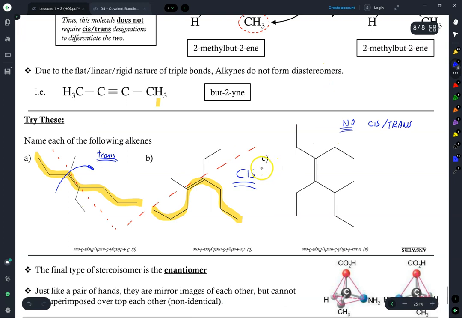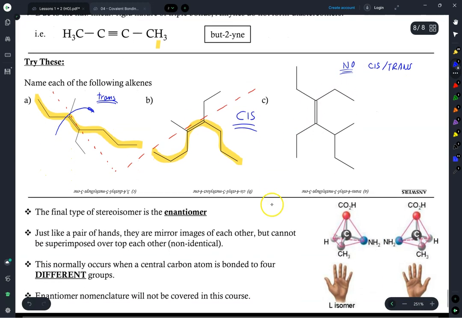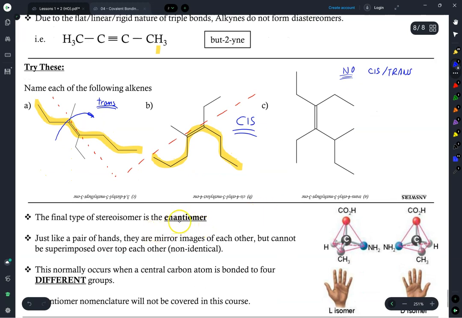Typically on a test, I will give either an example of a cis or a trans, as well as one example where there is no cis-trans, just to make sure that you understand the difference and whether or not cis-trans isomerism is present.